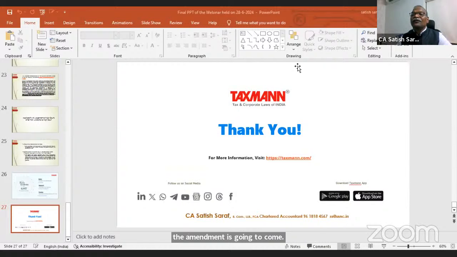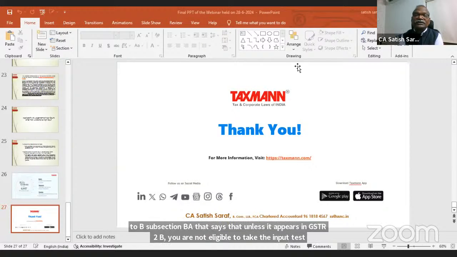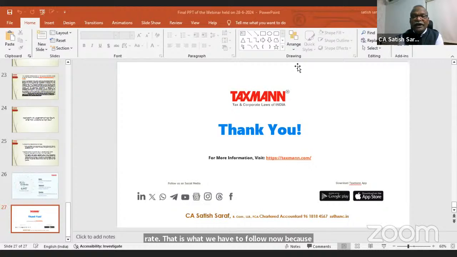Input tax credit after the amendment, 16(2)(aa). After the insertion of section 16, subsection 2, clause (aa), which says that unless the input tax credit appears in the GSTR 2A of the recipient, the recipient is not eligible to take the input tax credit. And also there is a new amendment brought by way of 16(2)(ba) that says that unless it appears in GSTR 2B, you are not eligible to take the input tax credit. That is what we have to follow now, because that has been brought into the statute.